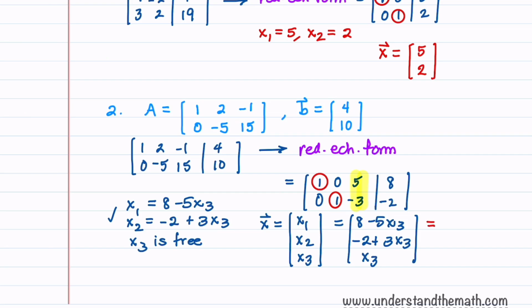This gives us the solution 8, minus 2, 0. Notice that there's no constant in our third entry, which is why we have a 0. And then we'll pull out our x3 and multiply it by minus 5, 3, and 1. In section 1.5, we're going to talk a lot about the geometry of these solutions, now that we know how to write them in vector form.